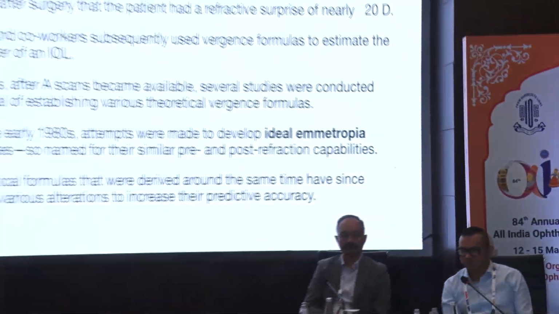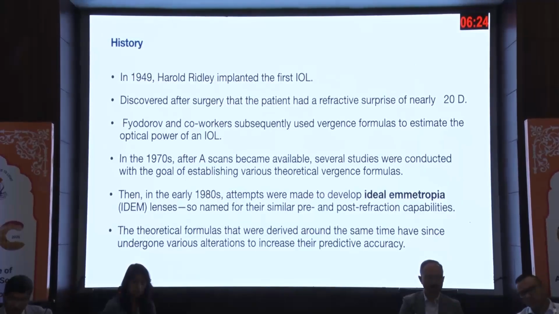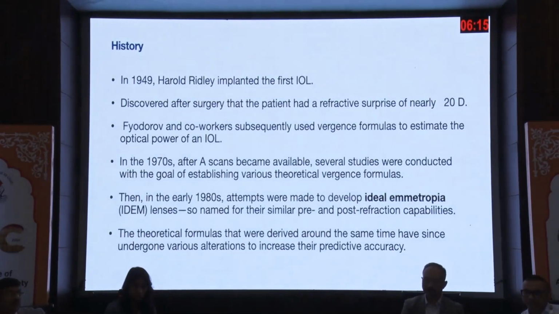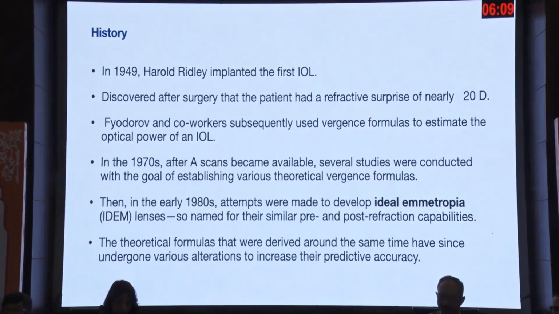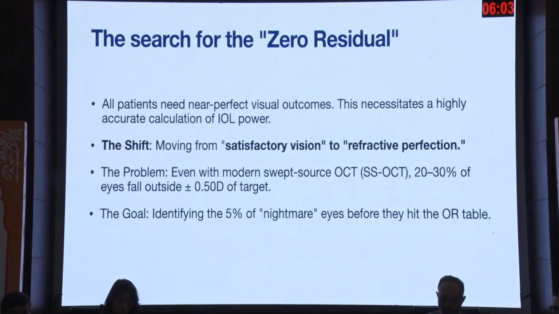No talk on cataract surgery is complete without at least remembering when Harold Ridley first implanted the IOL, getting very high refractive surprises. Then in the 1970s came the development of A scans, then in the 1980s emmetropia-giving lenses, and finally we are now using all those different theoretical formulas. But from the 1970s till now, our search for residual zero is still there, because all patients need near perfect visual outcomes, and this necessitates a highly accurate calculation of the IOL power.